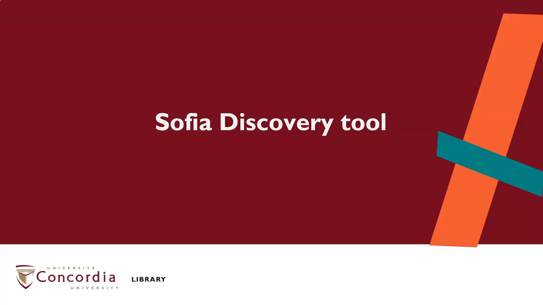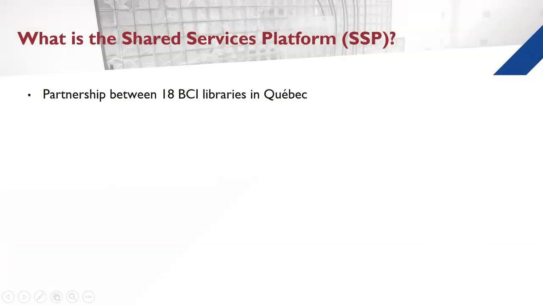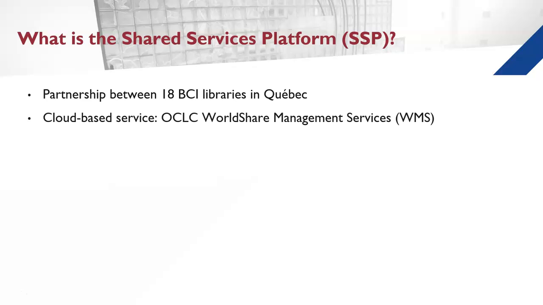In this video, we will look at some basic search functionalities of the Sofia Discovery tool. First though, let's talk about the context that brought about the Sofia Discovery tool, and that's the Shared Services Platform Partnership, or SSP. The SSP is a partnership that started a few years ago between the 18 BCI libraries in Quebec. The goal is that all 18 libraries share one cloud-based service, specifically the OCLC WorldShare Management Service.